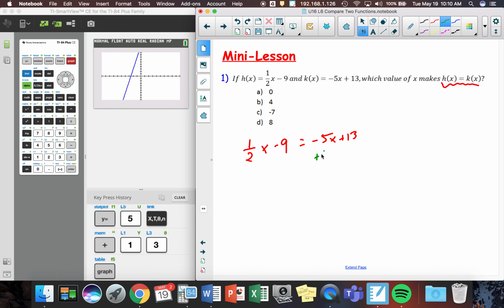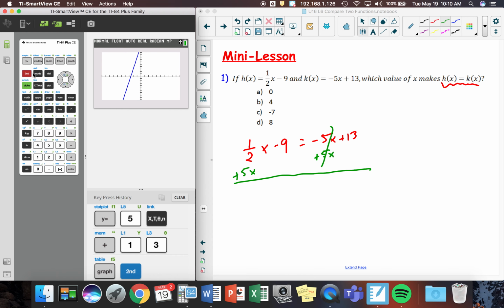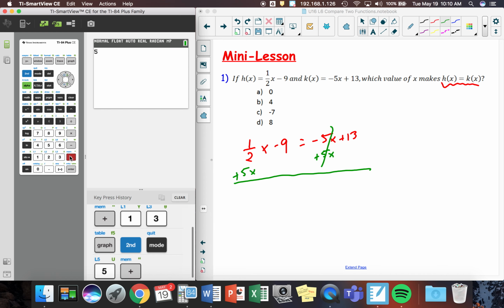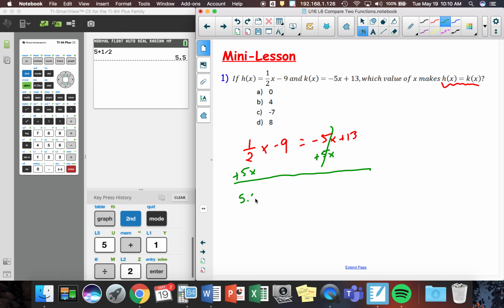So I'm going to add 5x to both sides. Plus 5x. And we're going to leave this in terms of decimals. I don't need this as a fraction. So 5 plus 1 over 2, and we get 5.5. So we have 5.5x minus 9 equals 13. Next, I'm going to add 9 to both sides.